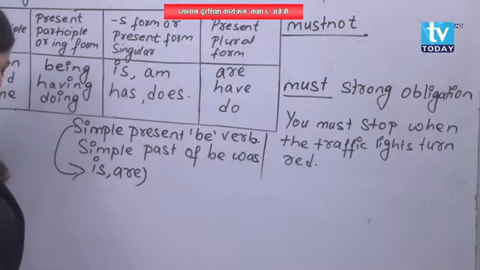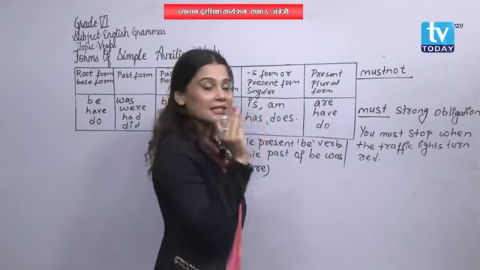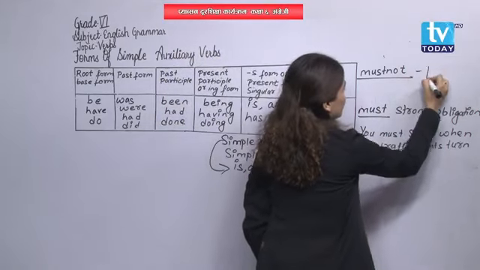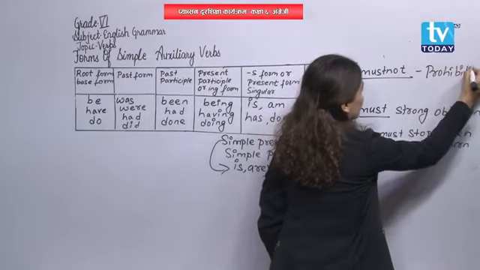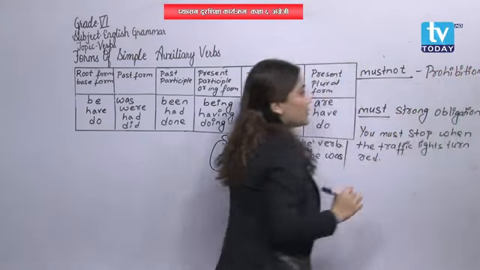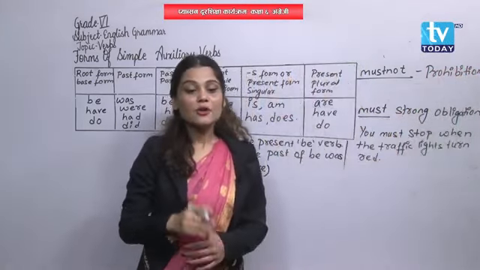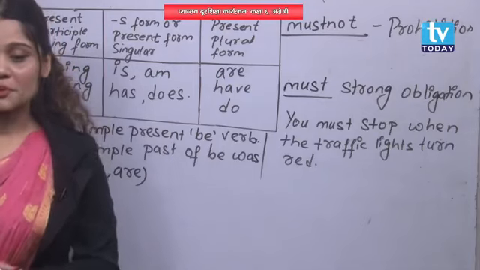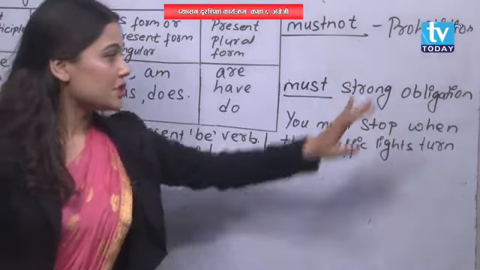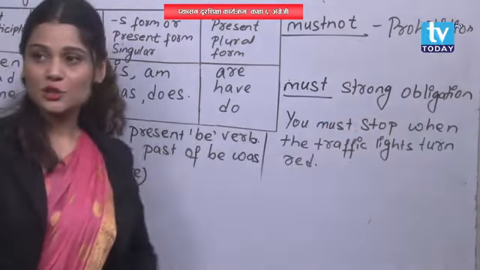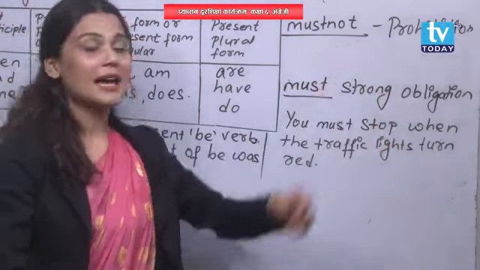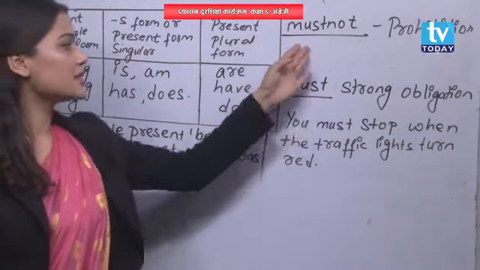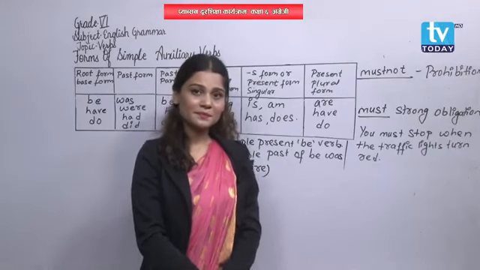So what is this? This is a prohibition. I have told you that the functions of modal auxiliary verbs are prohibition also, obligation also. See, this must is a strong obligation and must not is a prohibition. So what will be the sentence here? Can you tell me?